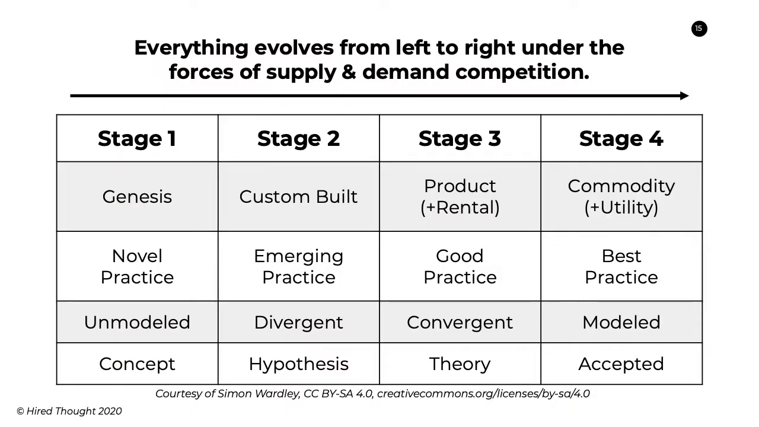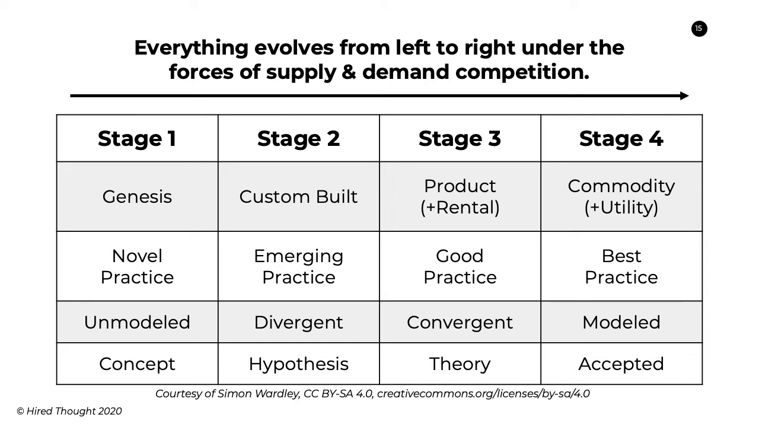Simon teaches us that everything evolves from left to right under the forces of supply and demand competition. So from stage 1 on the left all the way to stage 4 on the right. And as they change, they start to occur differently in the world. So there's a progression from genesis to custom build to product and rental services to commodity and utility services. Similarly, there's a progression from novel practices to emerging practices to good practices to best practice.